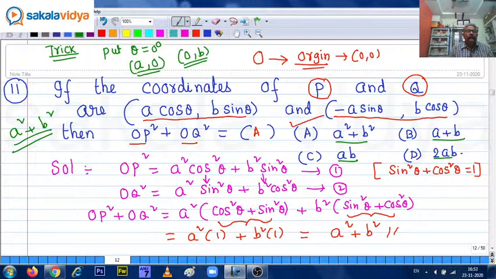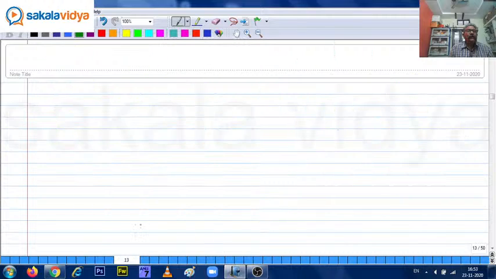Right. So let us move to the next problem. 12th problem. Right.